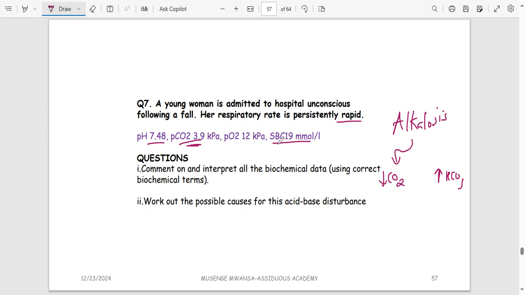So respiratory alkalosis, and then the bicarbonate is also low, so there is compensation from the metabolic part. The pH isn't even that very high. Look at this, the normal is 7.35 to 7.45. So you can see this is nearly full compensation. So we'll say there is respiratory alkalosis with almost complete metabolic compensation. Oxygen is 12, this is normal. So there is no hypoxia. Work out the possible cause.